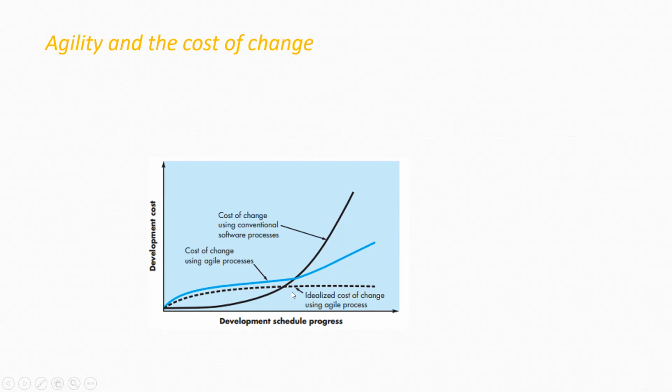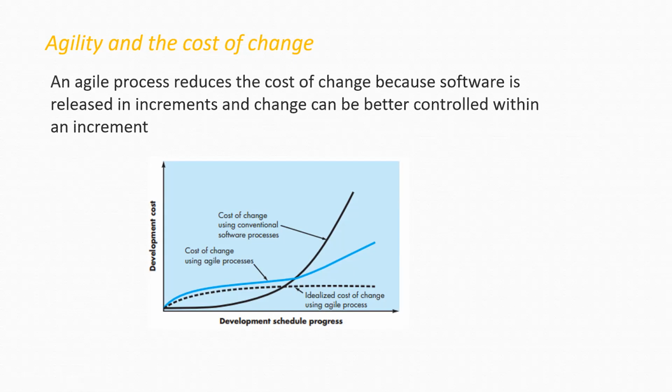This is because of regular ideas, regular coding, regular planning, and frequent testing, frequent reviews, and frequent adjustments that make the agile process cost less and need less manpower compared to the conventional software process. An agile process reduces the cost of change because software is released in increments and change can be better controlled within an increment.